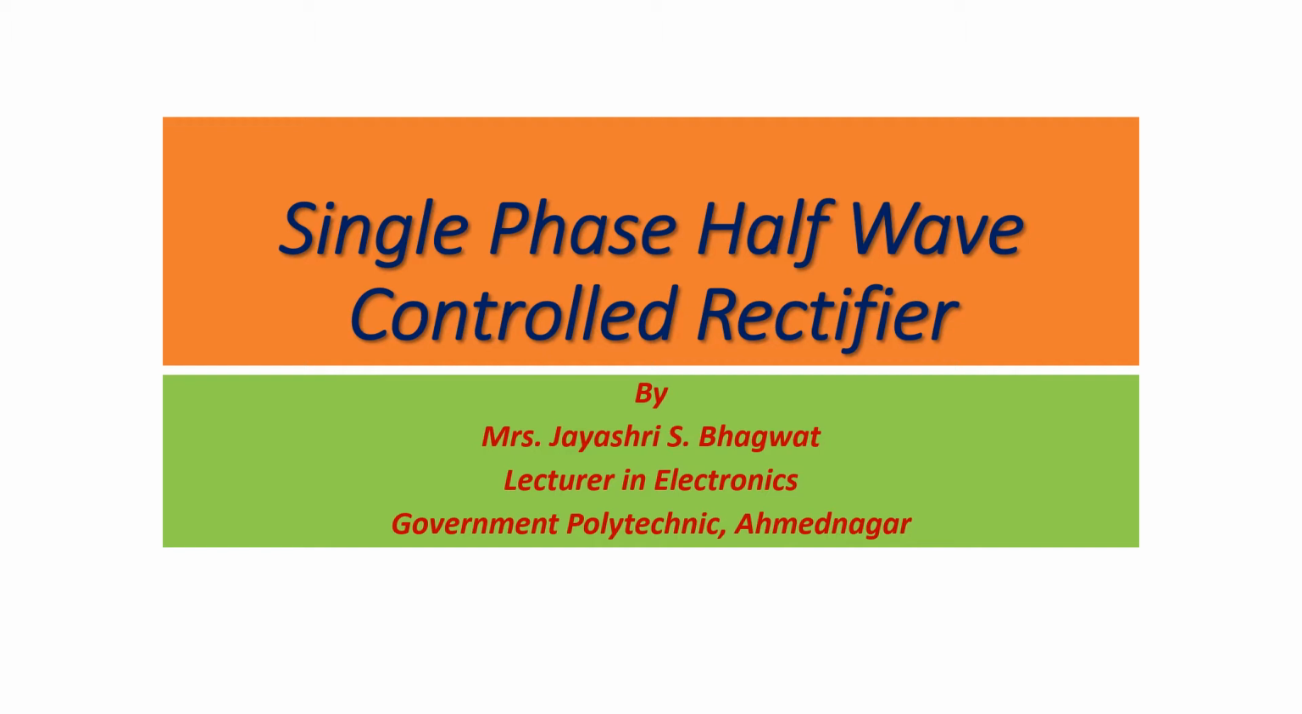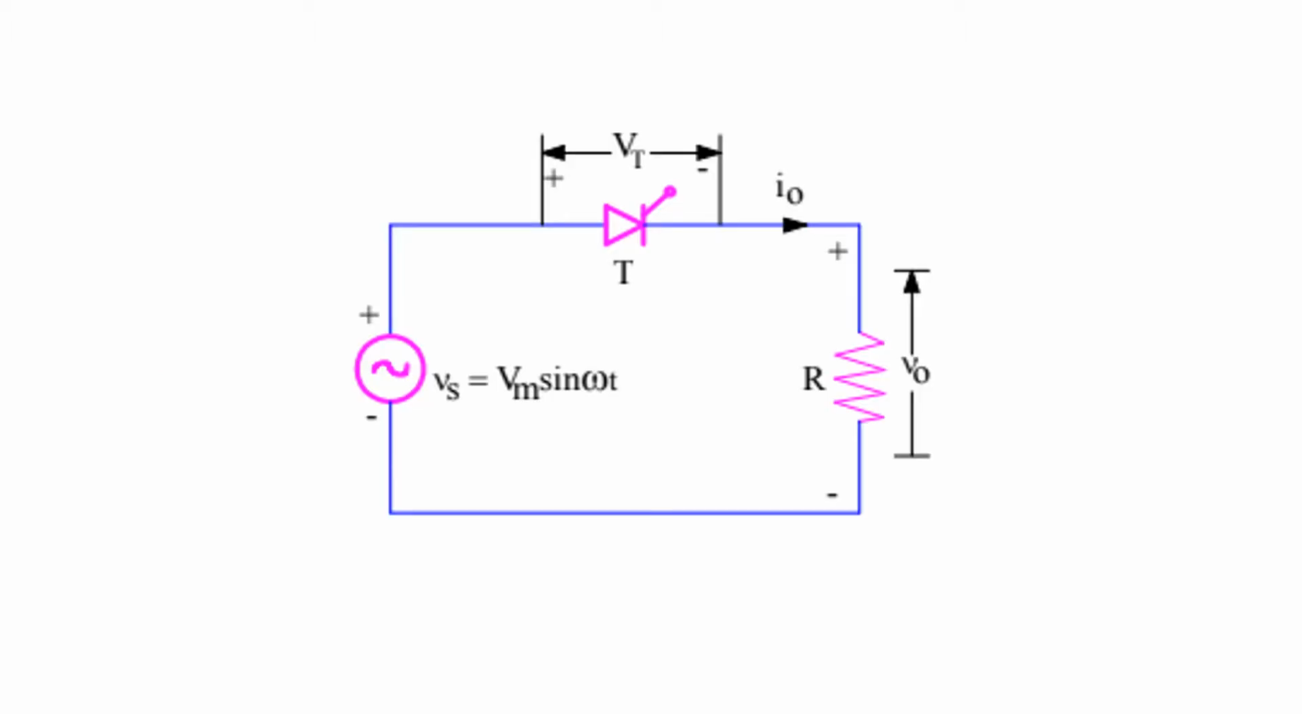In this lecture, we will learn the single phase half wave controlled rectifier. This is the circuit diagram for the single phase half wave controlled rectifier. In the basic electronics subject, we have learned different types of rectifiers, but in those rectifiers we were using diodes. So rectifiers using diodes are called uncontrolled rectifiers. And when we use SCRs in the rectifier, such rectifiers are called controlled rectifiers.